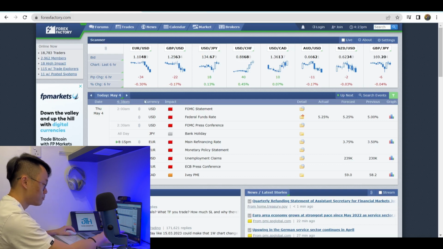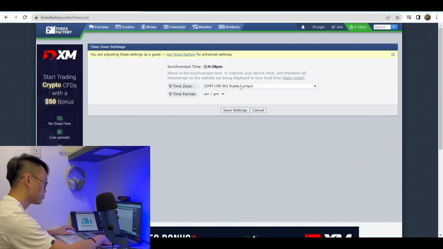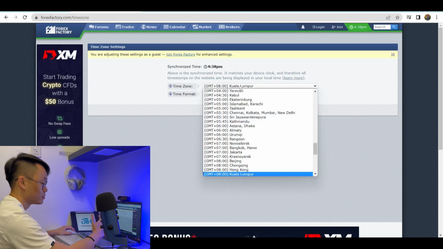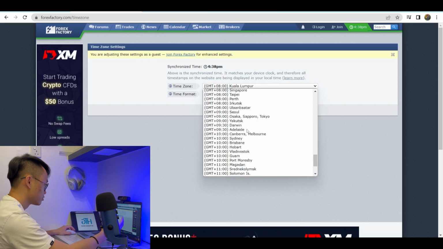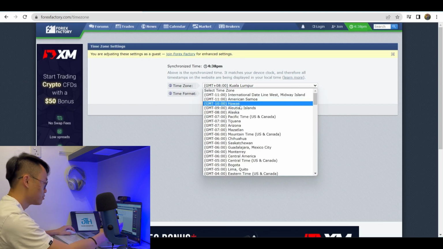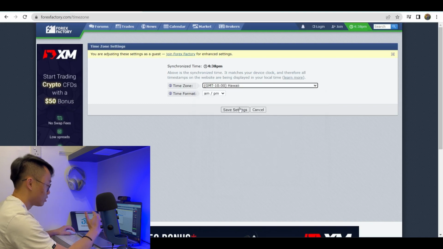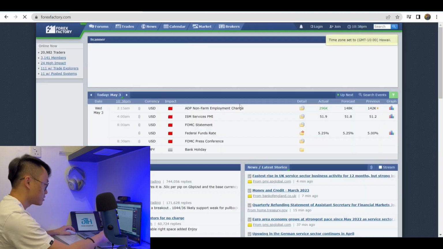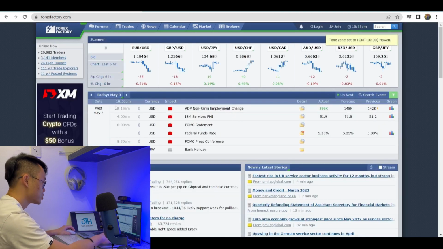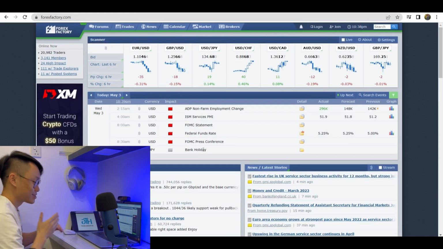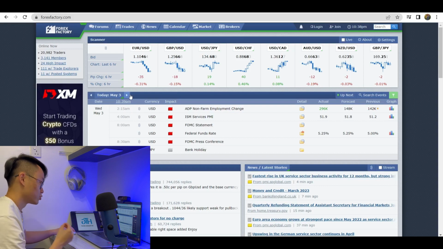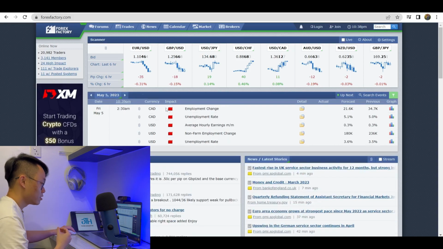And also about the timing here, you guys can click this. If you want to change your timing, I'm from Kuala Lumpur, Malaysia. So let's say you are from Hawaii, you can click on Hawaii and save settings. It will automatically change the timing for you. So instead of checking on the day itself, we can actually check throughout the week. So Friday we have NFP for this week.